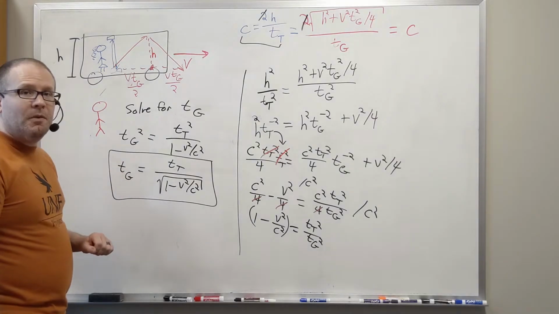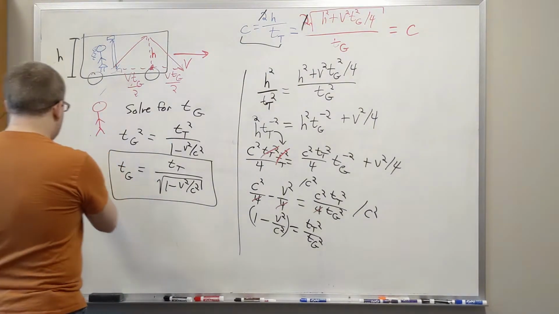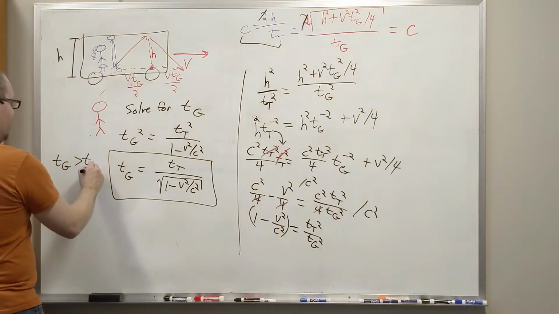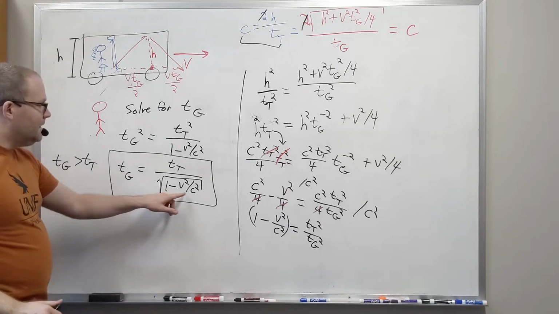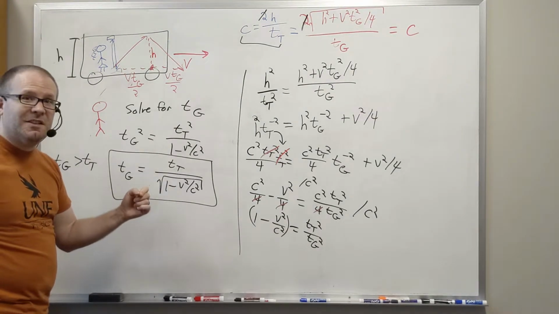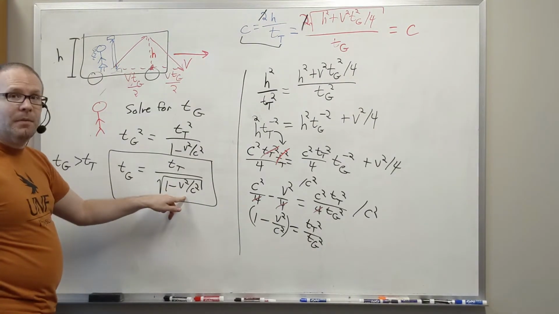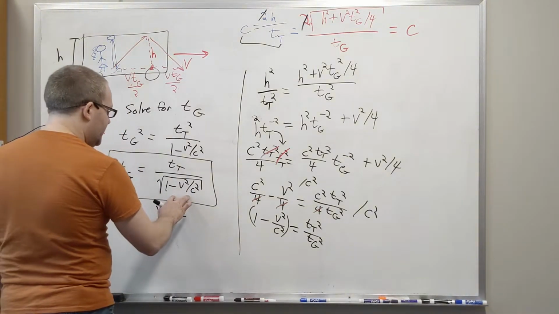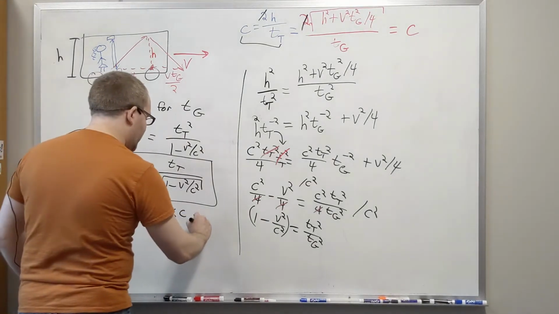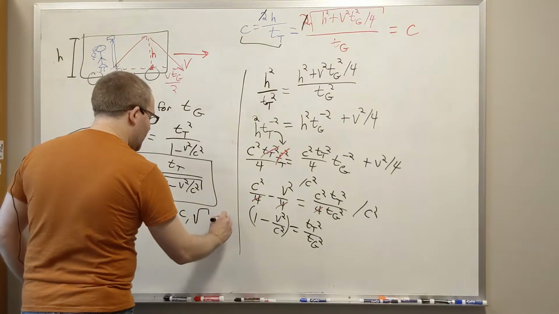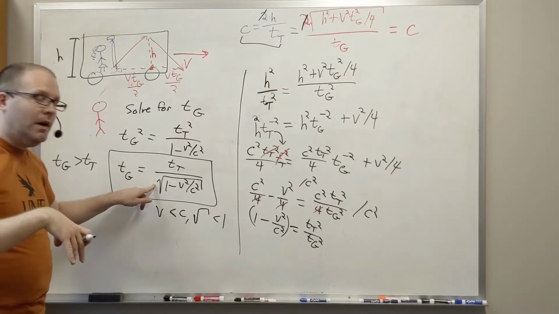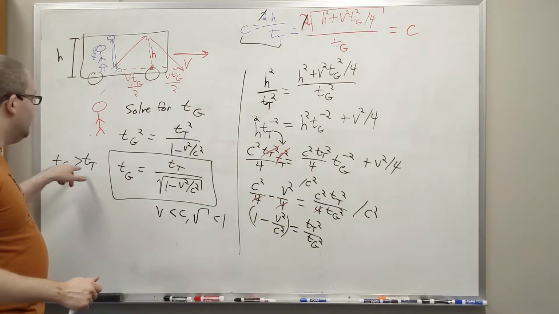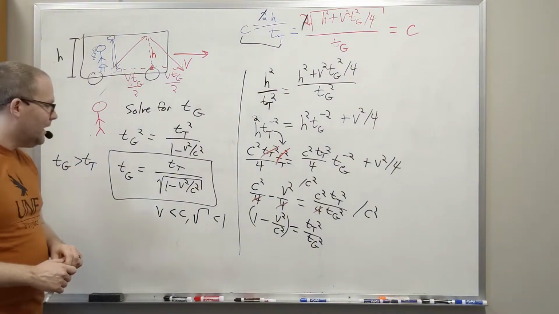This gives me the same result that I had before, that time on the ground has to be greater than the time on the train, because this thing, 1 minus v squared over c squared, has got to be less than 1, because it's 1 minus a number. So as long as my velocity is less than c, then this thing comes out to be some number less than 1, right? The square root will come out less than 1. You divide by a number that is less than 1, and you make the result bigger, so that the time on the train is less than the time on the ground.